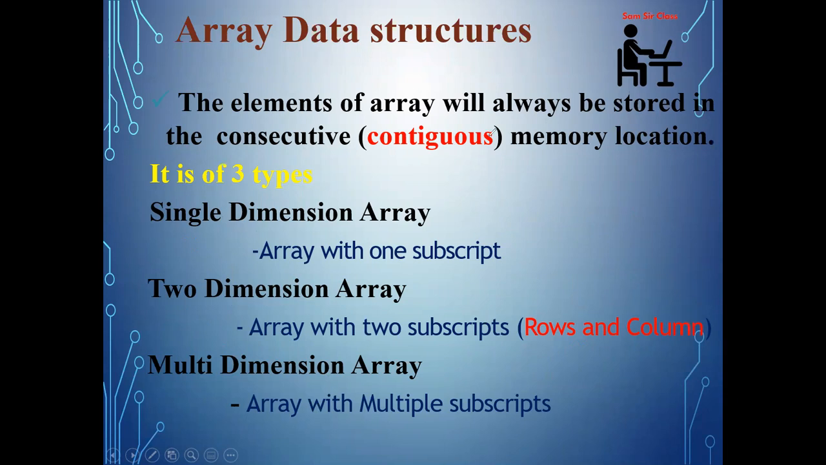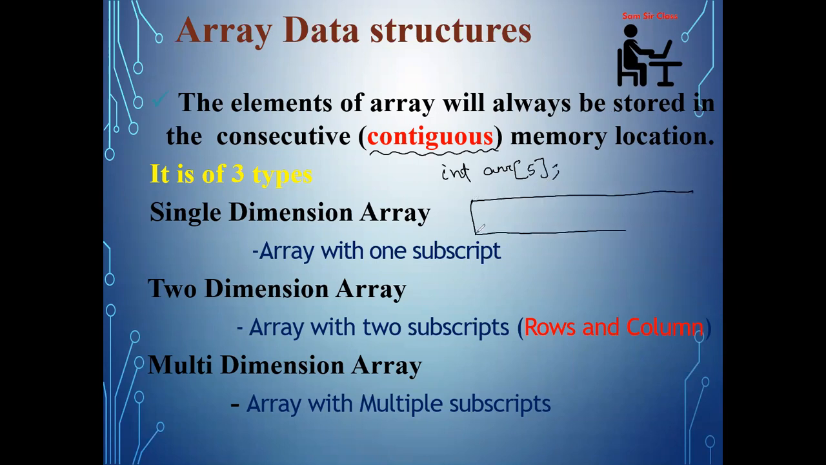Okay. So as per our requirement, we'll take an example of every data structure related to array. But here is one important point: the elements of an array will always be stored in consecutive, also known as contiguous, memory locations. So what do we mean by contiguous memory location? Suppose I am declaring an integer array of 5. As per our previous discussion, 5 blocks of memory will be allocated to the user.